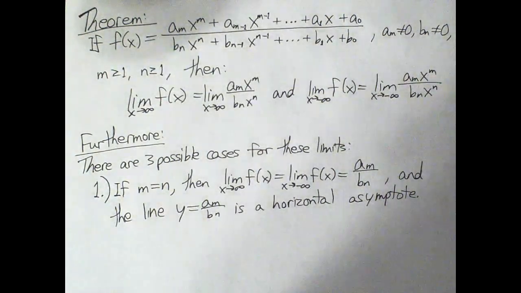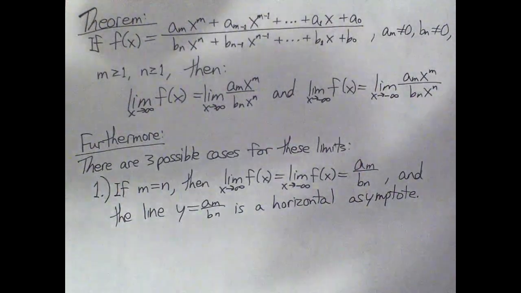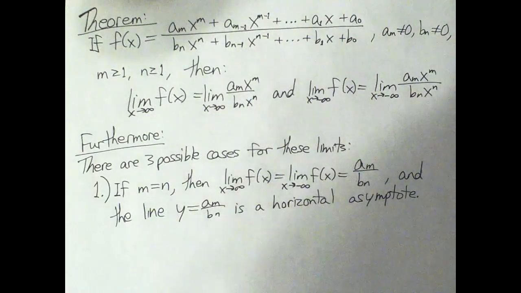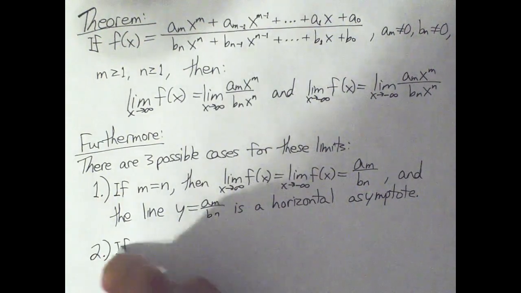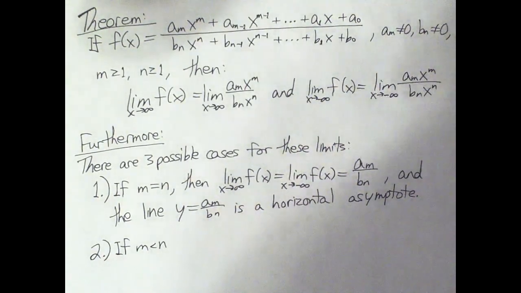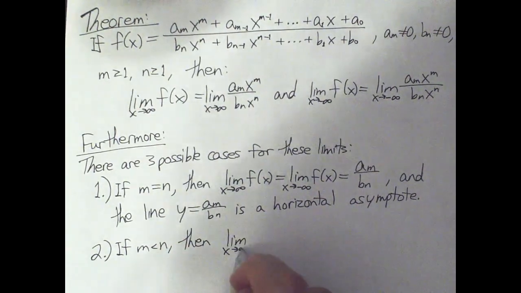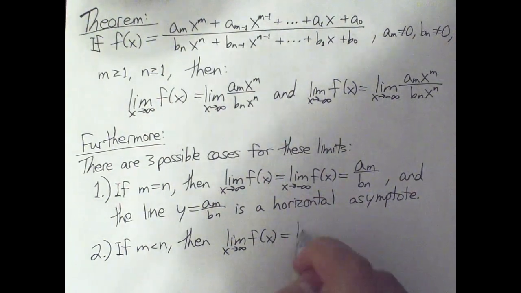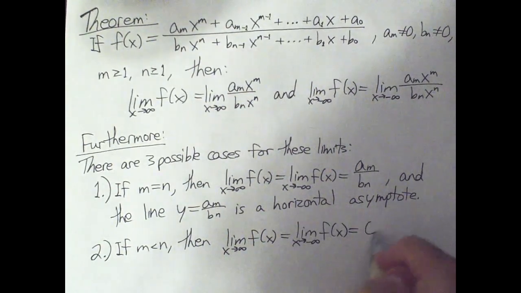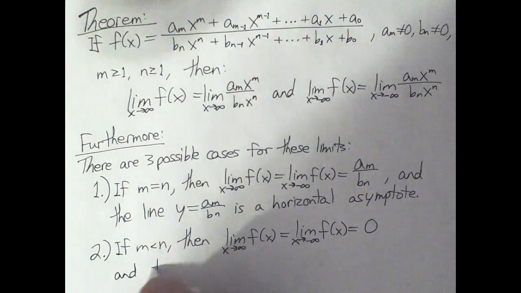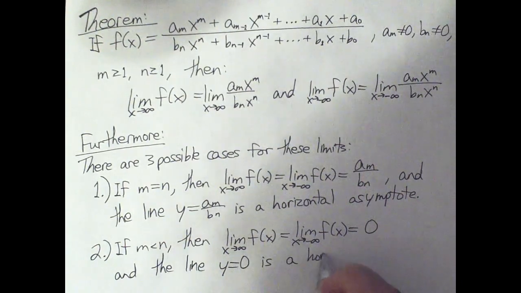There are 3 cases. That first case is probably the most interesting one, to be honest, out of these 3. It might be the case that you see the most often. But we still need to talk about the other ones. So what other cases could there be? Well, there could be the case where m is smaller. In that case, the limit as x goes to infinity of f of x is equal to the limit as x goes to negative infinity of f of x, and they both equal 0. And the line y equals 0 is a horizontal asymptote.